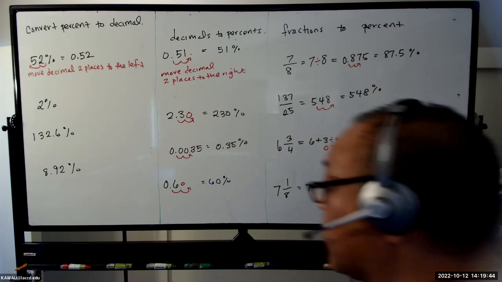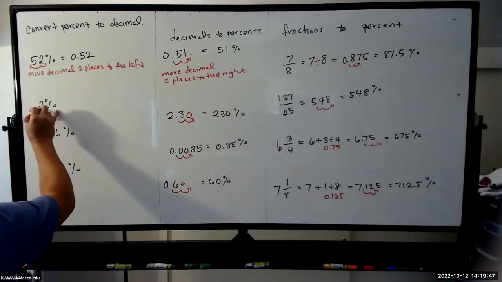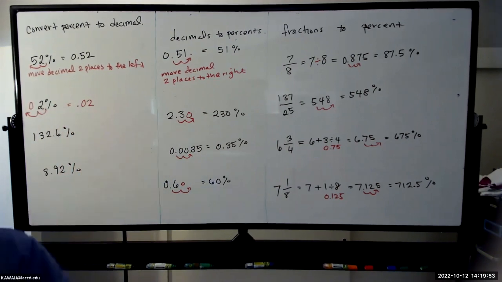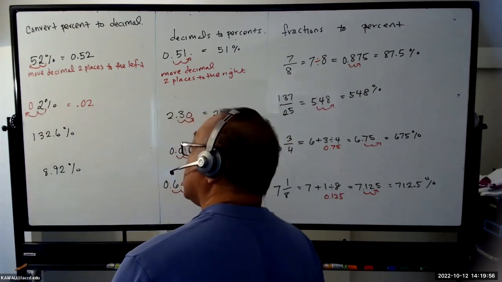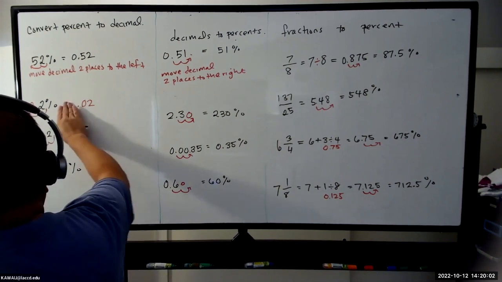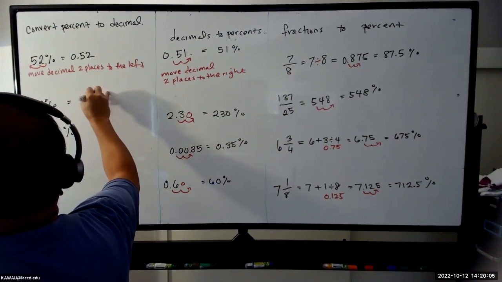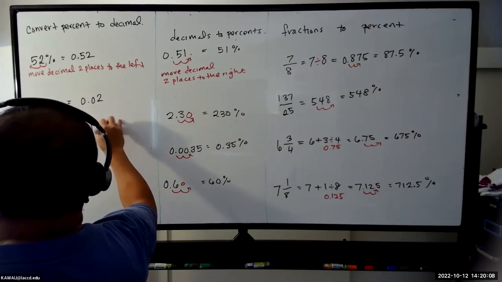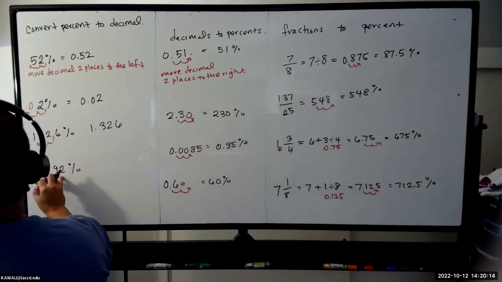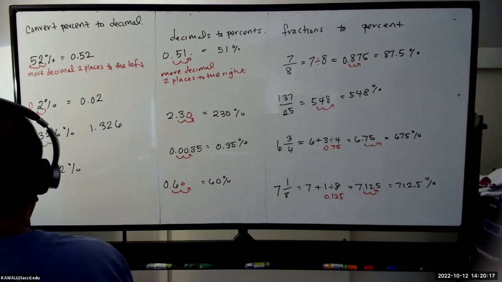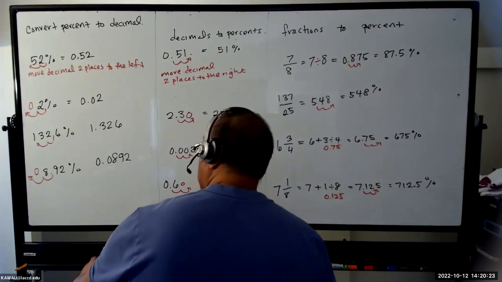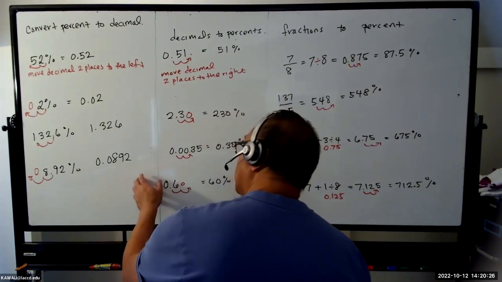Okay, so we're going to move this 2 to the left. So that's a 0. The percent now goes away. Same thing here. We're going to move it 2 to the left. So over here we have 1.326. And over here, we're going to move it to the left and get 0.0892.